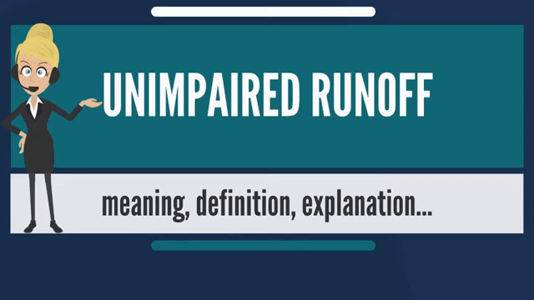Unimpaired runoff is important for legal and scientific reasons. Since human development continues to alter watersheds, unimpaired runoff provides fixed frames of reference for flow rates.